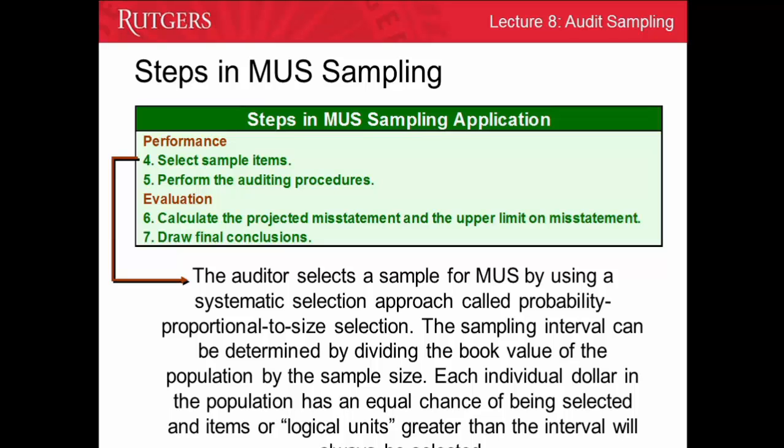And the probability proportional to size sample selection uses an interval to select sample items. The sampling interval can be determined by dividing the book value of the population by the sample size. Because the first sampling item is randomly selected within the first interval, each individual dollar in the population has an equal chance of being selected.